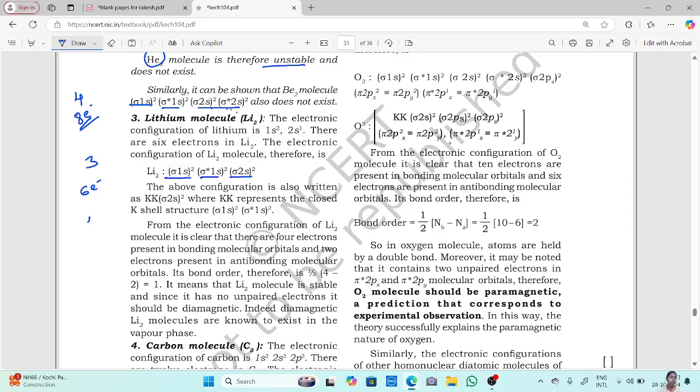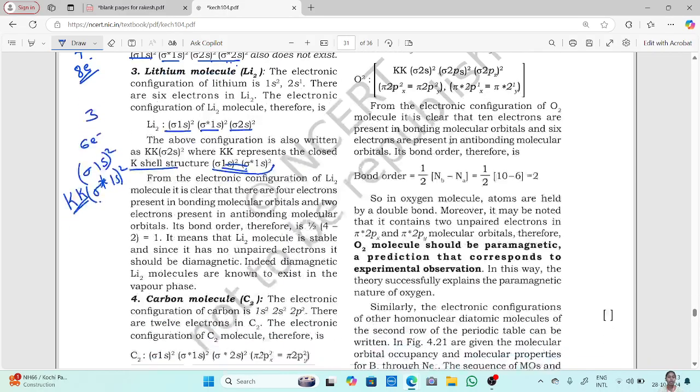Now when you have σ1s² and σ*1s², when you have these two, we call it the KK configuration. Okay, so you can write this as KK σ2s². KK represents the closed K shell structure.